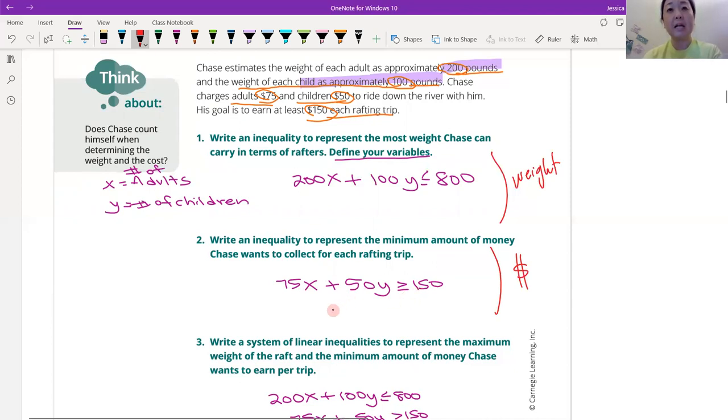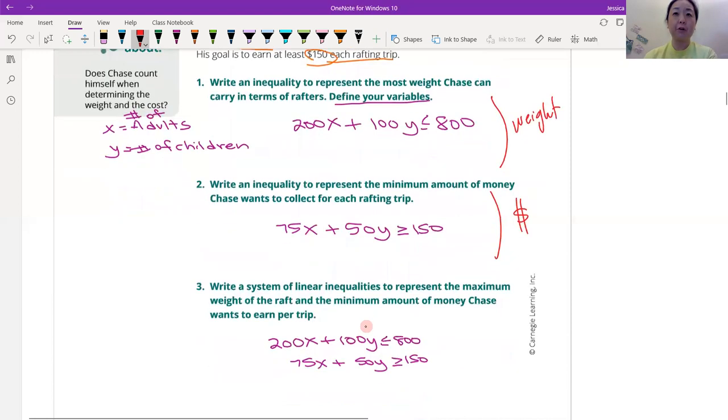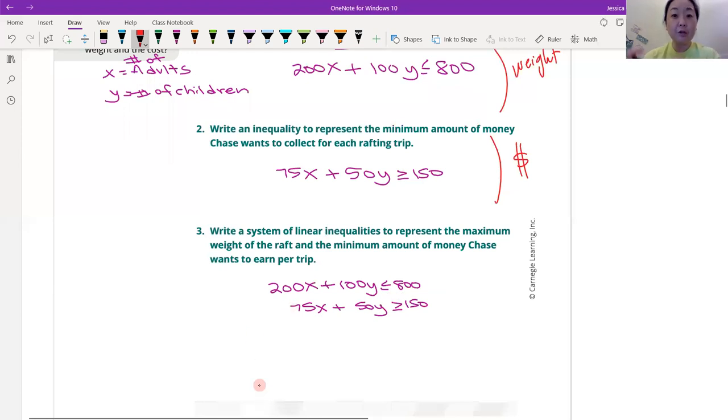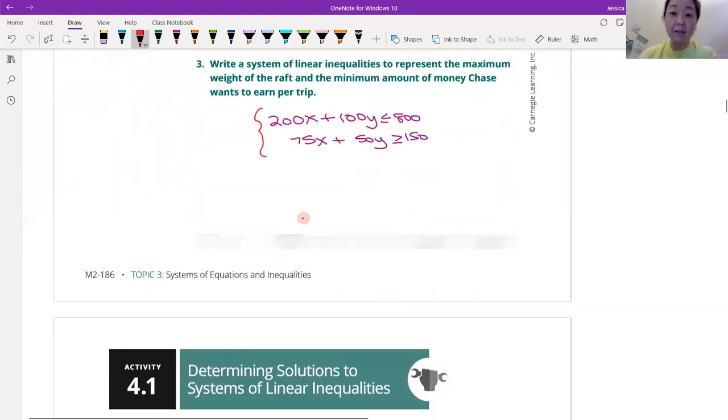So if you take a look at this, these are what we call constraints, right? These are things that we're like, okay, these things need to happen. So in other words, it's constraining. We can't have an unlimited amount of adults and children in the boat, right? Because of the weight restriction. And we do want a certain amount of money. We, meaning Chase, wants a certain amount of money for each trip. So these two things combined are called a system of inequalities. Or more specifically, a system of linear inequalities. Those two right there. Okay, could we have more than that? Can we have more constraints? Yeah, we totally can. But for now, we're just going to deal with 2.